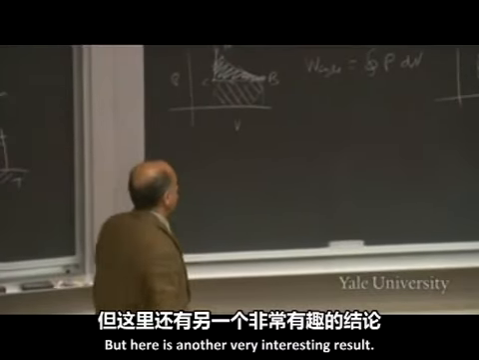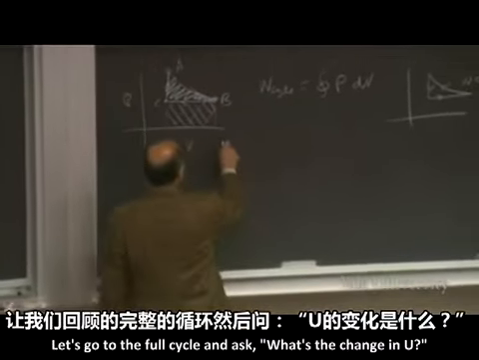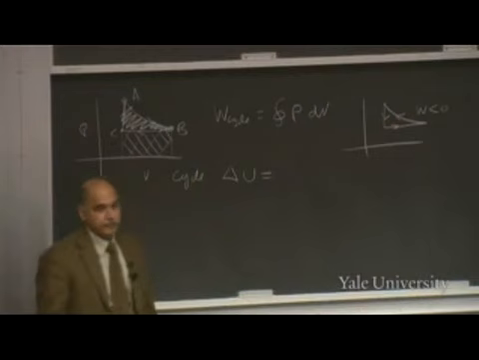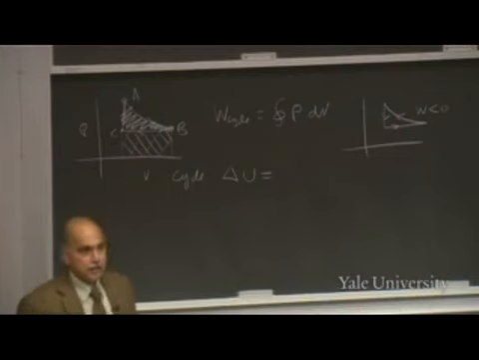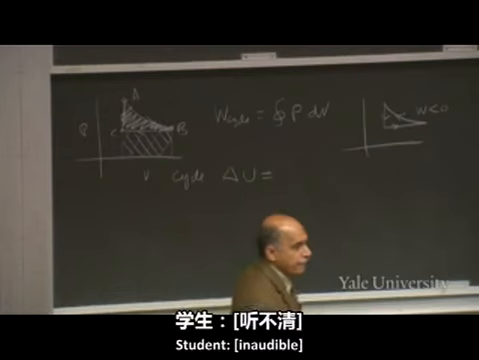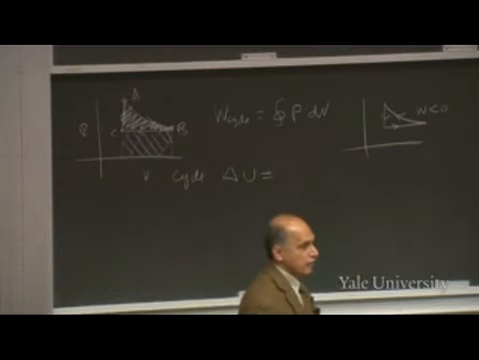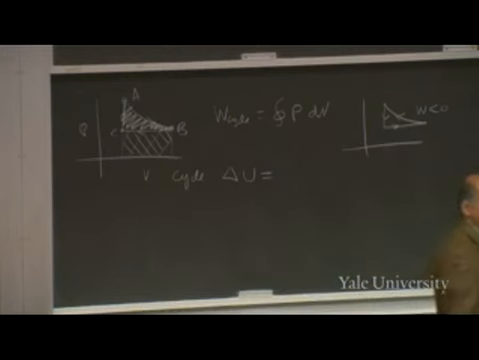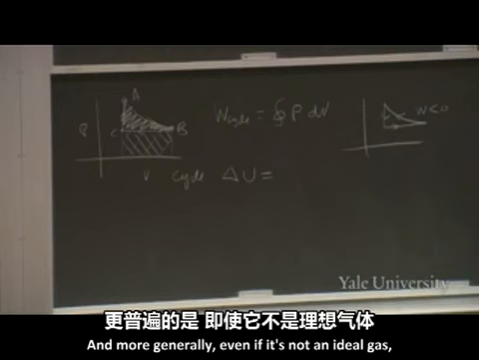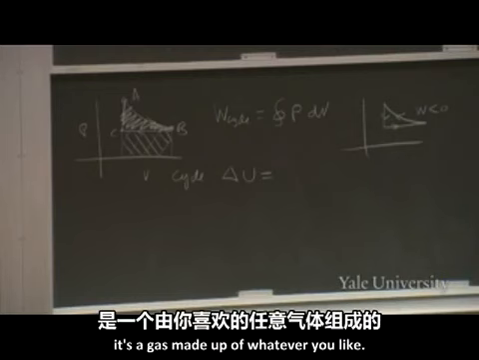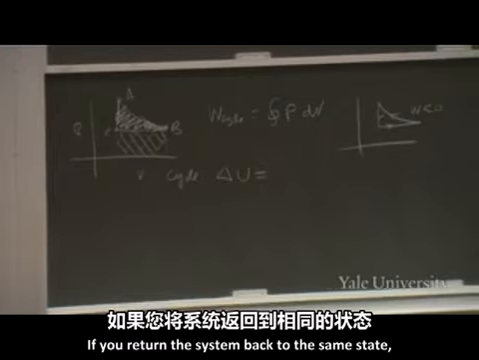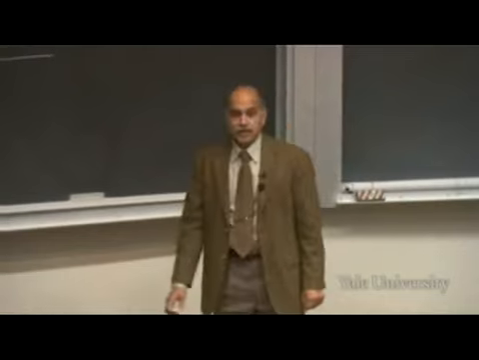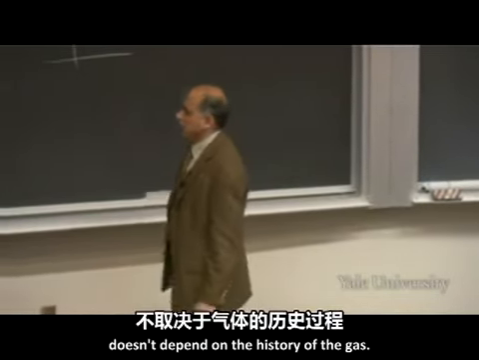But here's another very interesting result. Let's go to the full cycle and ask, what's the change in U? Yes? PV in the beginning and in the end are the same, therefore they should be the same. Right. His answer was PV is the same. And more generally, even if it's not an ideal gas, it's a gas made up of whatever you like, it's any system. If you return the system back to the same state, the internal energy returns to that value. That's what I meant by internal energy doesn't depend on the history of the gas.